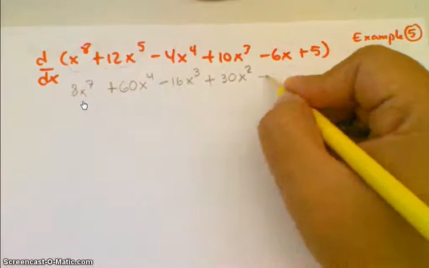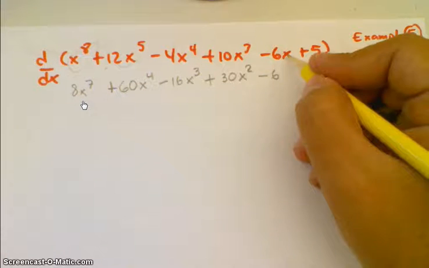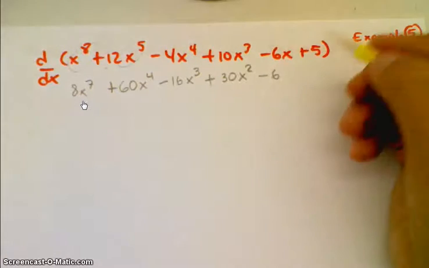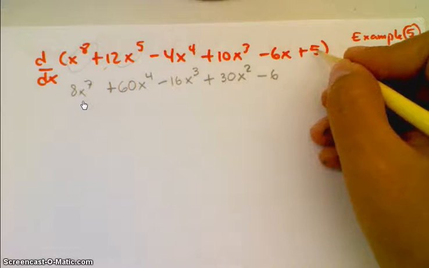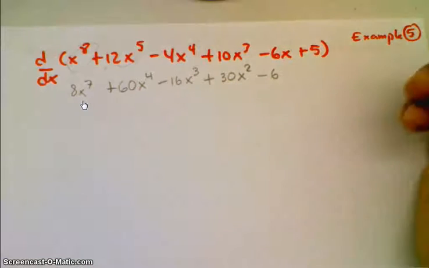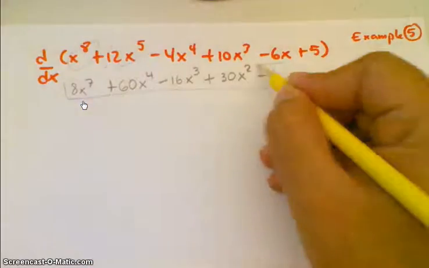is 2. The exponent is 1, it multiplies the 6 and it stays the same, and x to the 0 is 1, so that's why it stays minus 6. And the derivative of a constant, which is 5, is 0. So that's it. One simple step.